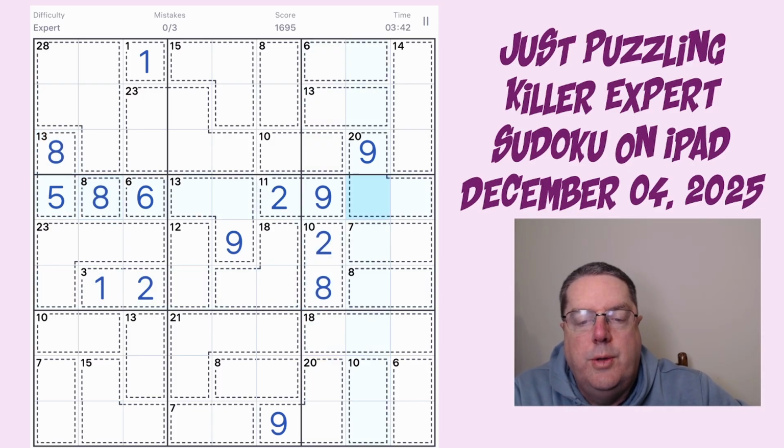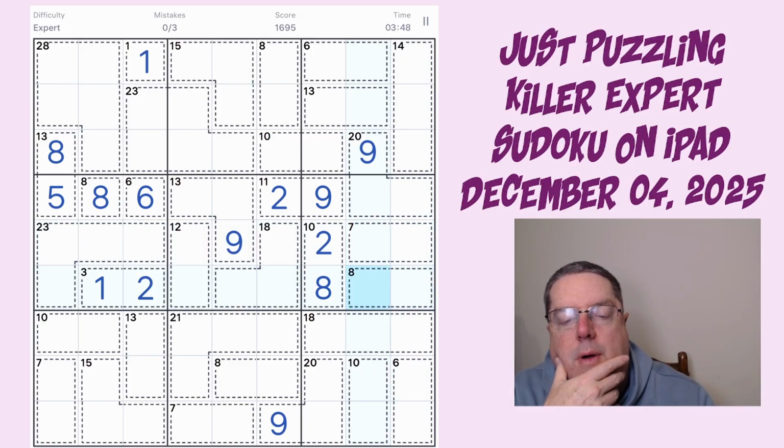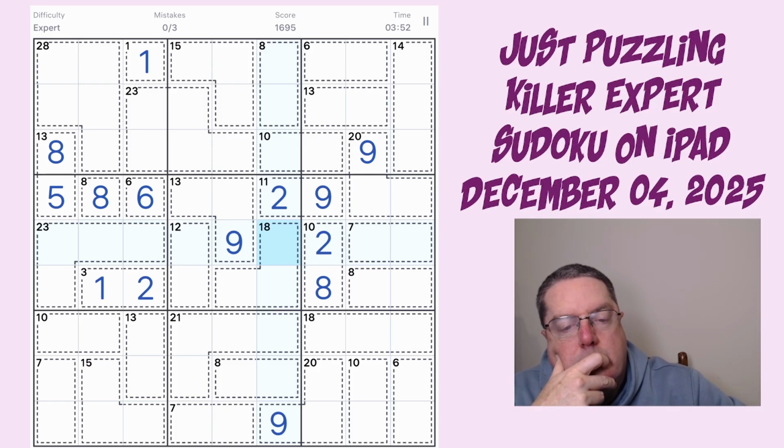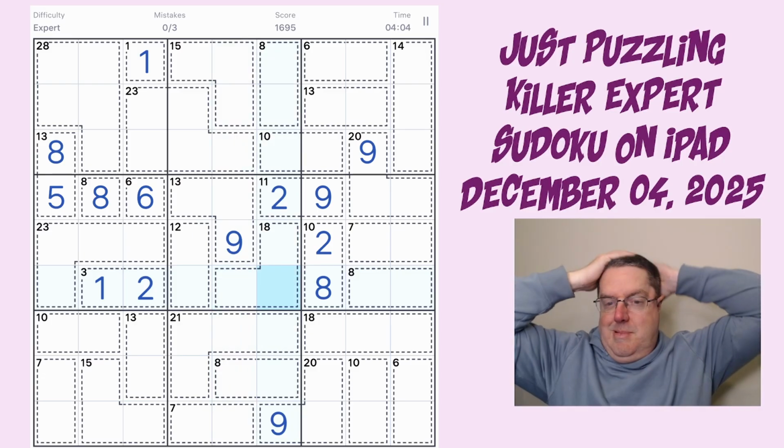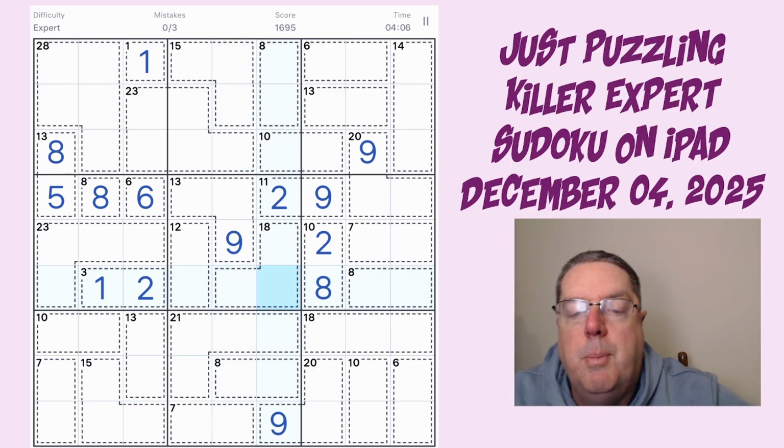So 4 and 7 means this is 1 and 6. And this will be 3 and 5. So 5 can be here or here. So I know 6 is going to be in here. I also know that 6 is there. So 6 is one of those two. Alright. We'll just keep plodding away.